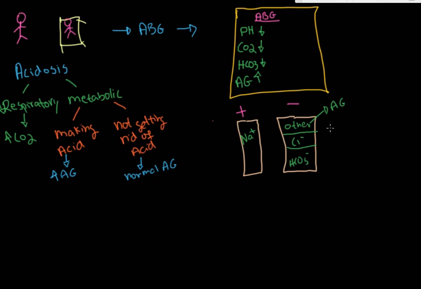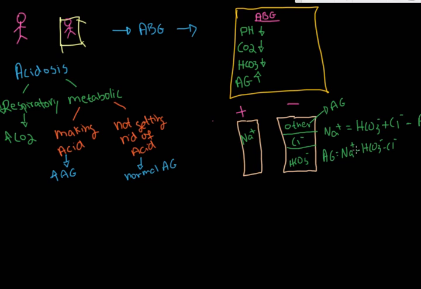The positive ones are equal to the negative ones. So the amount of sodium in the body is going to be equal to the amount of bicarbonate and chloride and other. So instead of other, we can just write anion gap. So to calculate the anion gap, you basically just take sodium minus bicarbonate minus the chloride. Then you get the anion gap, okay? So this minus these two, you'll get this one.